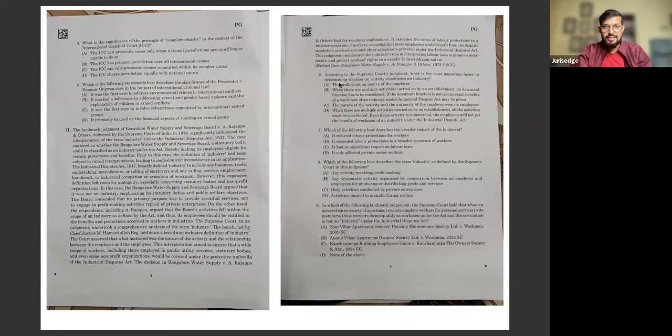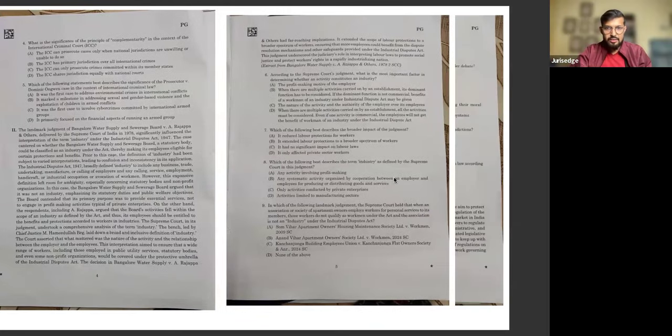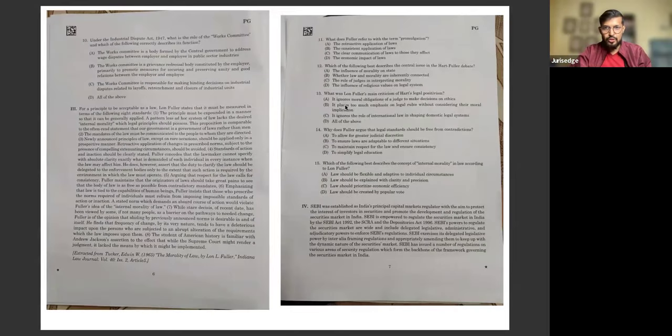is question number 6, that is in Bangalore water supply. Question number 6 is one question that has been raised as confusing. The answer is confusing. The second question is question number 13, that is another question in Law and Fuller debate, that is in jurisprudence. Third question is definitely 15. That is also there. So you can see it as per your set.